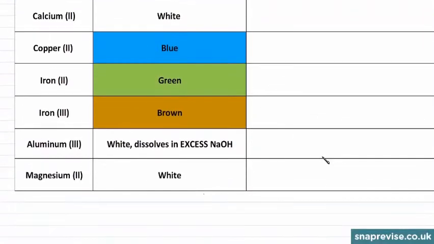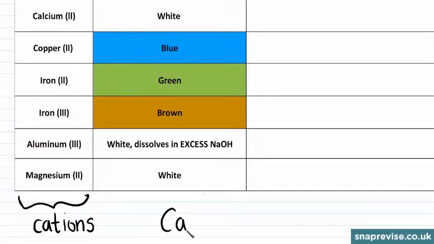All of the metal ions listed on the left-hand side of the table are positively charged, or cations. And the notation used just has the charge on the ion in brackets. For example, calcium with 2 written in brackets can also just be written as Ca2+. An iron with 3 in brackets can just be written as Fe3+. The first thing to notice is that the insoluble metal hydroxides of calcium 2+, aluminium 3+, and magnesium 2+ are all white.